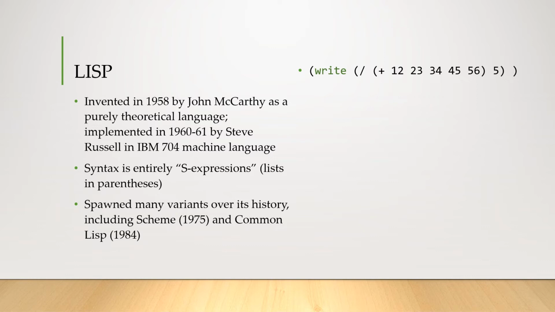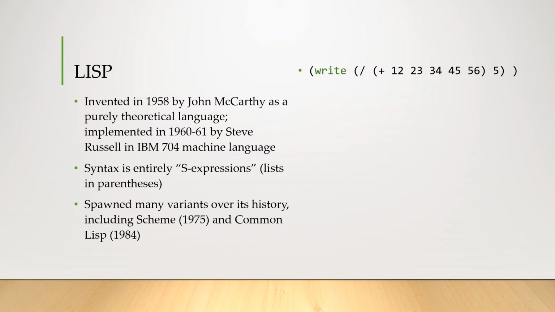Lisp has got a funny history because it was invented by a fellow at MIT, a computer scientist, as a purely theoretical language. He didn't think there was any use in ever actually writing programs with it. He just thought it was a neat thing to show that he could write a programming language this way. Then a couple of years later, a fellow named Steve Russell implemented this in IBM 704 machine language, and we were off to the races.